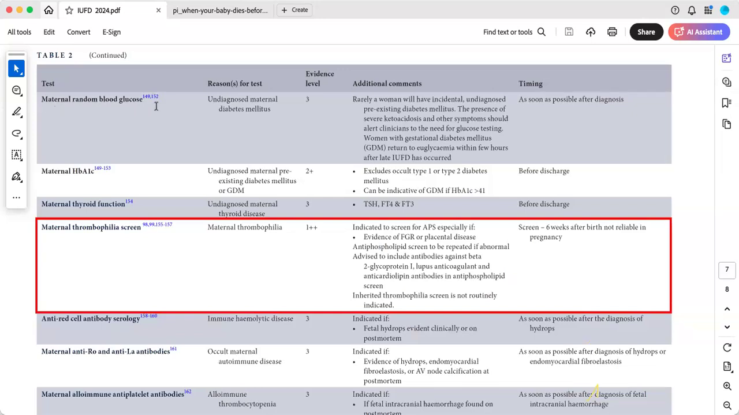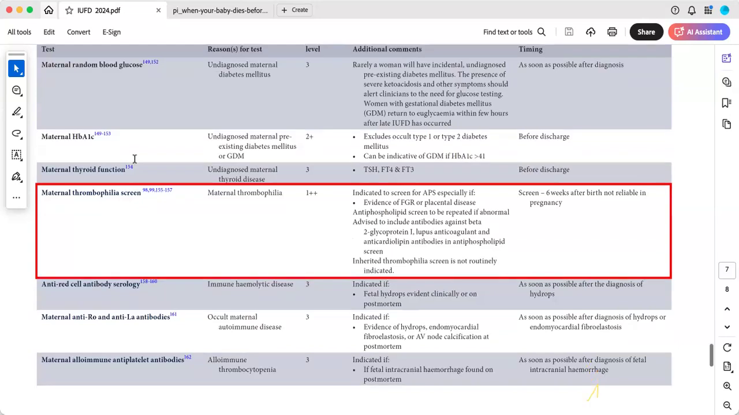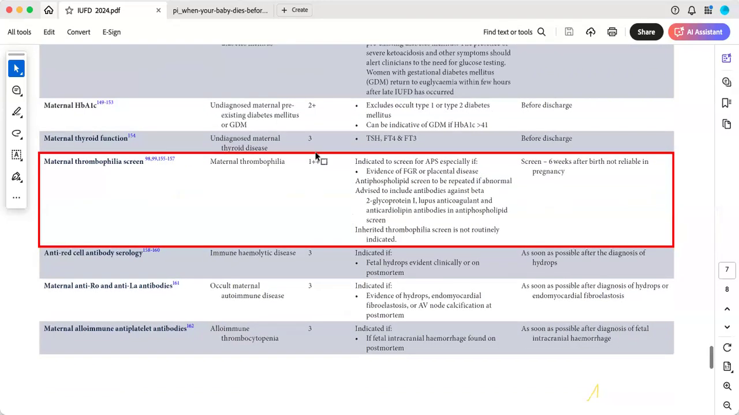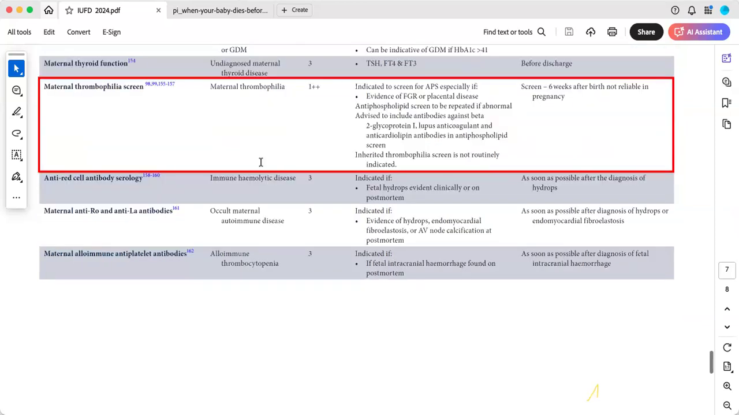Maternal random blood glucose, okay, this is to find if there is any risk of diabetes. Maternal hemoglobin A1C, this is for undiagnosed maternal pre-existing diabetes, okay. Maternal thyroid function, okay, by testing TSH, T4 and T3, the free type, of course.